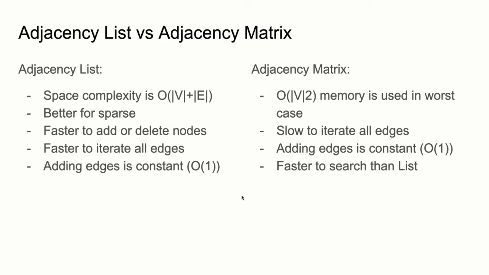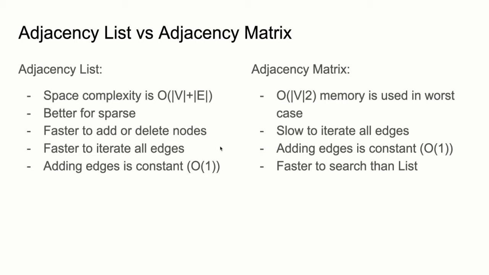So the list contains a space complexity of the amount of vertices plus the amount of edges. It's better for sparse amounts of connections because when there's less connections, the list is less bulky. It's faster to add and delete nodes as compared to an adjacency matrix. It's also faster to iterate all the edges. Adding edges in both circumstances is a constant time complexity, to keep in mind.